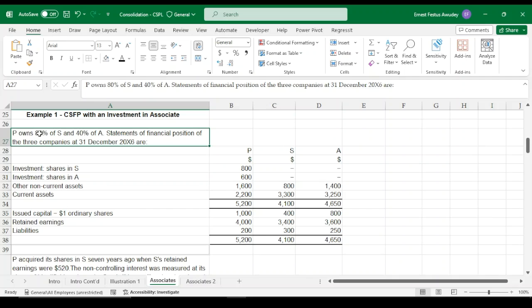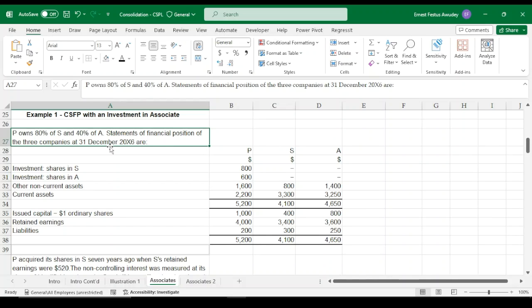So from this information, we know that S is the subsidiary of P, because this is 80% acquisition of S's shares, and that gives control. What we know is that more than 50% of the shareholding gives control. All right, so this is what we call control. And 40% of A, so this 40% is less than 50%. So we can classify A as an associate based on this percentage holding here. All right. So S is the subsidiary of P and A is the associate of P.